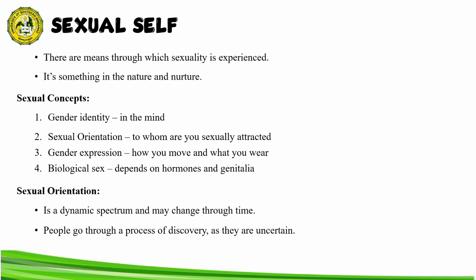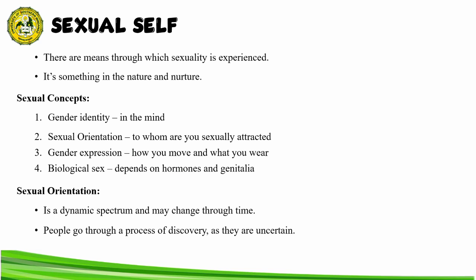Last, biological sex. Depends on hormones and genitalia. A person's biological gender is determined by both their genes and their physical traits. It is usually labeled as either male or female. As for the sexual orientation, an individual's sexual orientation is defined by the manner in which they experience feelings of attraction toward other people. A person's sexual orientation is not fixed, rather, it is subject to change throughout time.